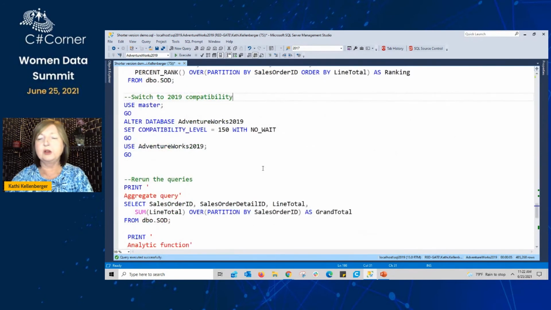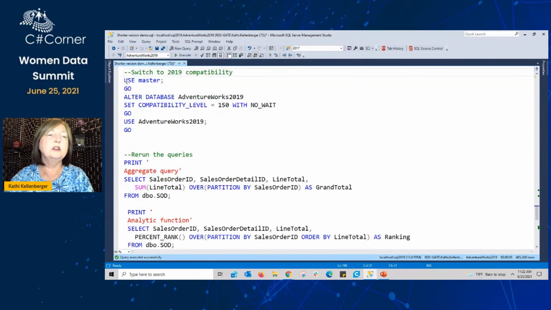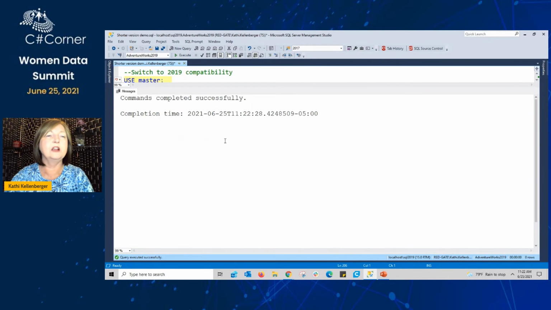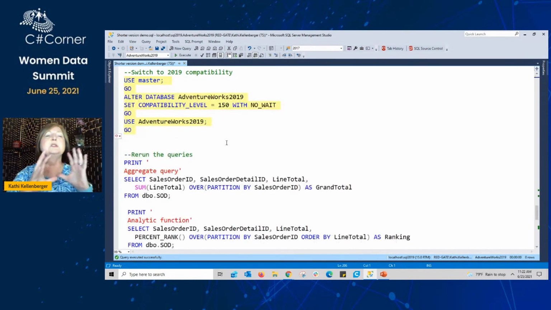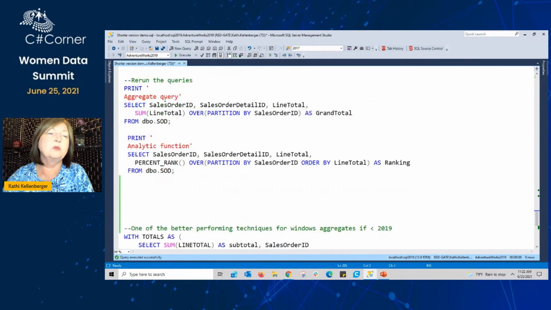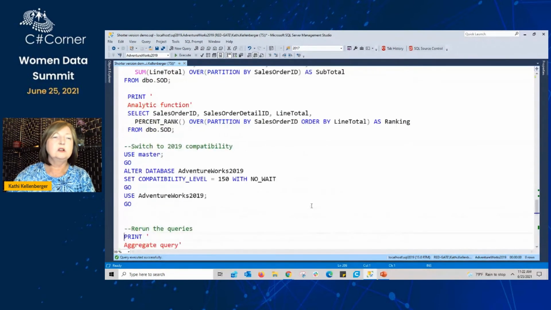Now I'm going to switch to 2019 compatibility level. Obviously, I'm running Developer Edition, so this works on Developer Edition as well. I wish that this functionality would go to Standard. I've actually asked Microsoft, please put this in Standard, but I don't know if they will or not. I'm going to rerun the queries that I ran before.